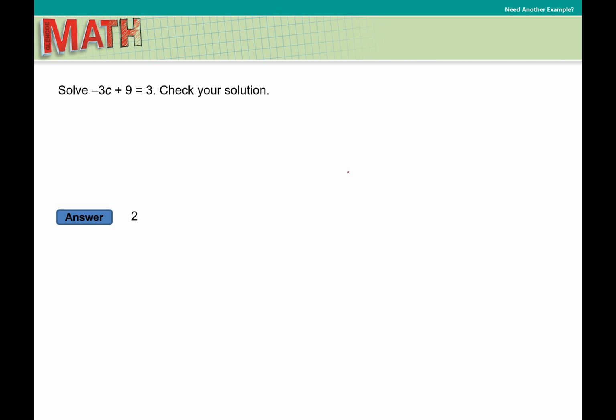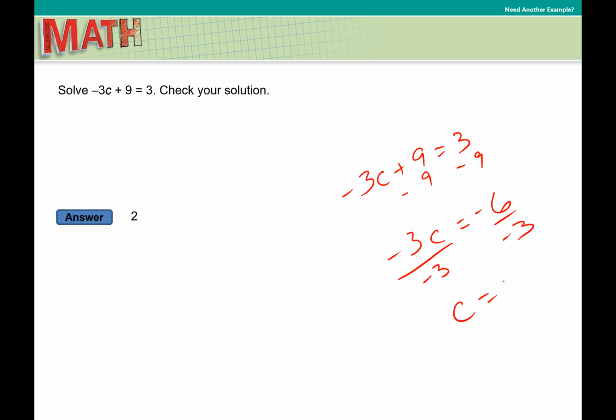You should have got an answer of 2. Negative 3c plus 9 equals 3. Going to subtract 9 from both sides. Negative 3c equals negative 6. Divide by negative 3 on both sides. c equals 2.